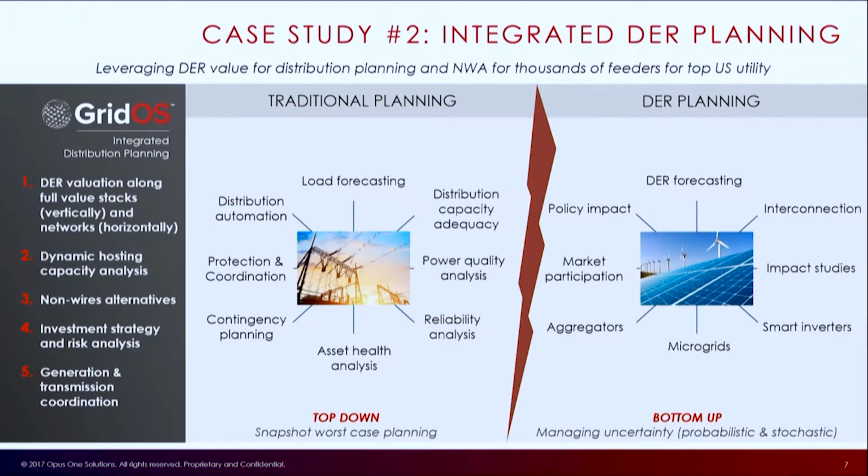Traditional planning focuses on a top-down, typically one-snapshot, worst-case-based approach. I plan once, with lots of data, for the worst-case scenario, and it lasts me a few years. It's focused on forecasting or capacity planning, power quality, reliability, asset health, contingency, automation, etc. But the DER side is really a connection queue.